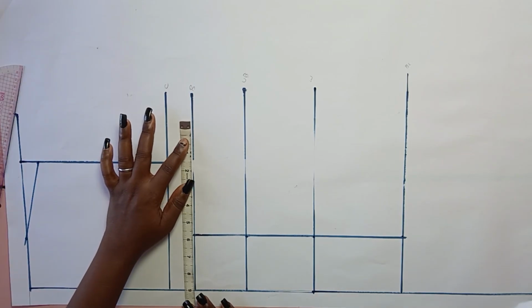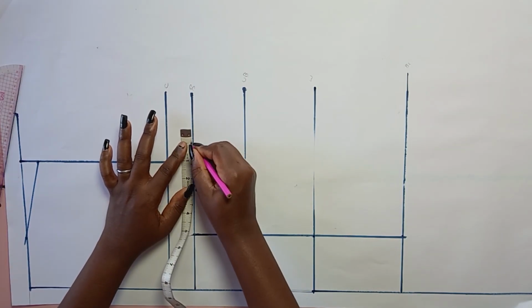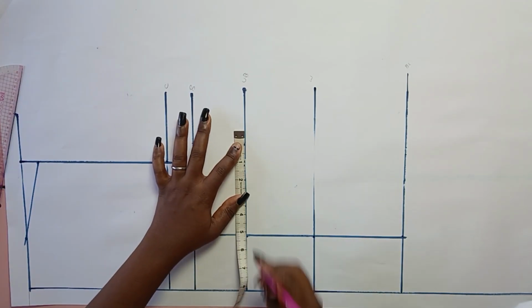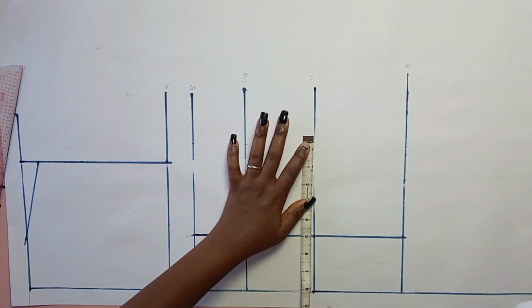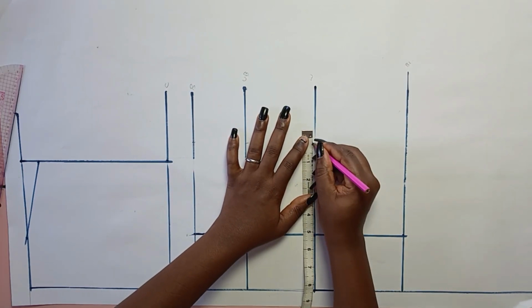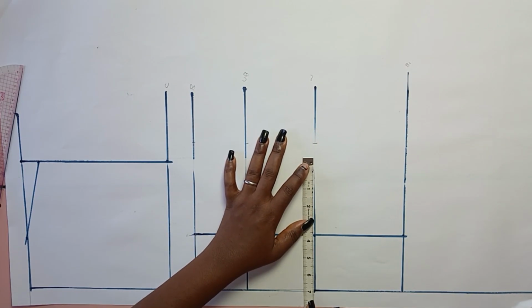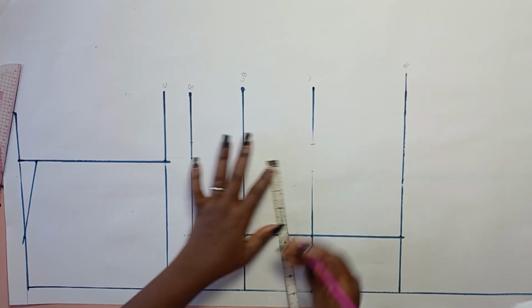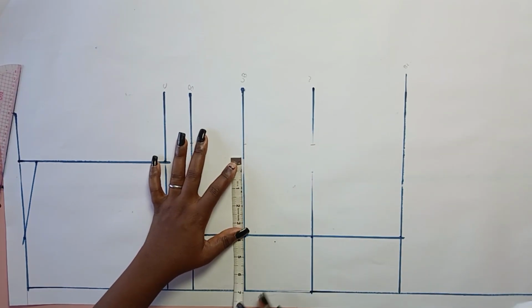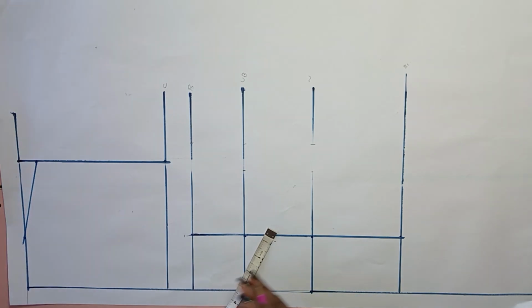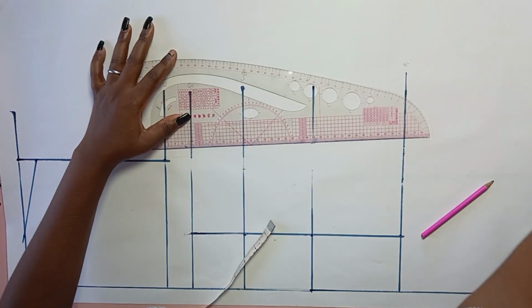My bust divided by 4, we have 8.5. I will mark the same thing on the waist and also on the under bust line to get a straight line. And the waist divided by 4, we have 7 inches. The waist and the under bust are both the same, so the measurements are the same. I'll go ahead and connect the lines together.